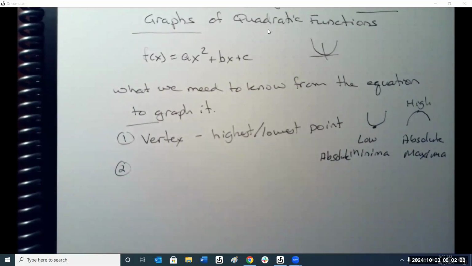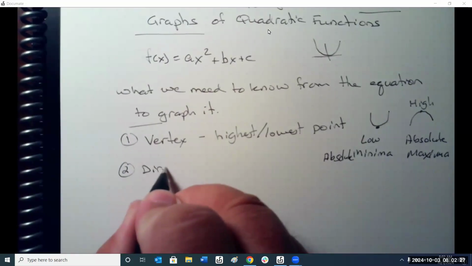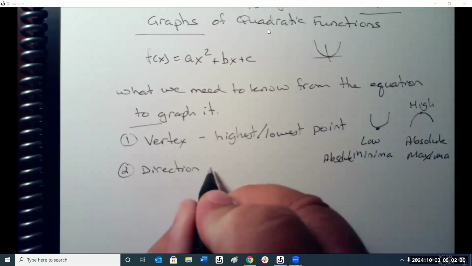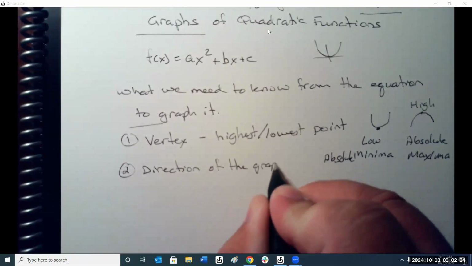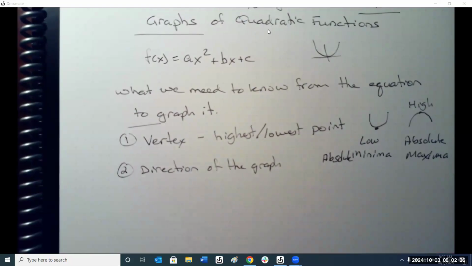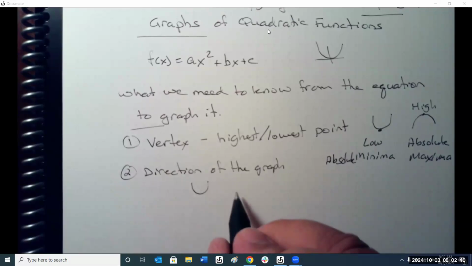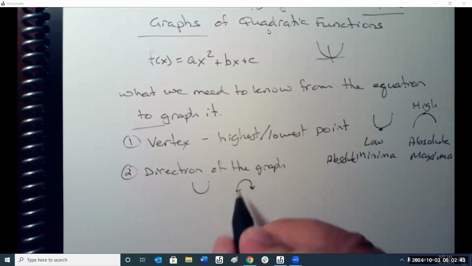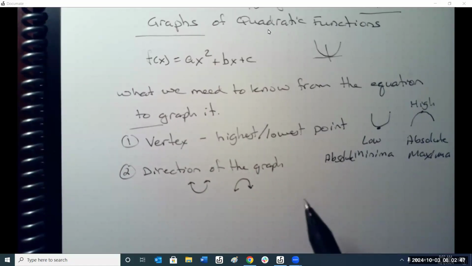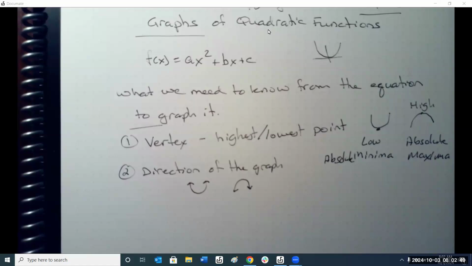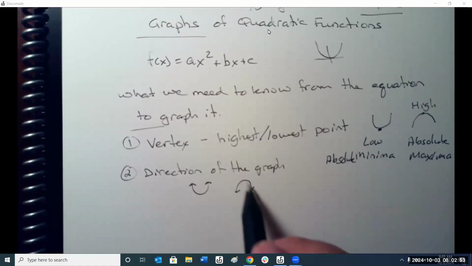The next thing we have to know is the direction of the graph, because obviously it can either be up or it could be down. And we're going to look at how we just look at the equation and determine which one is going to be true. And if it opens up, then we have a minimum. If it opens down, we have a maximum.